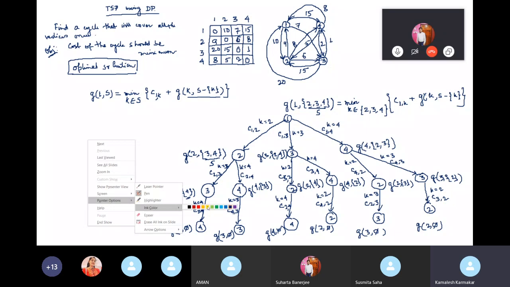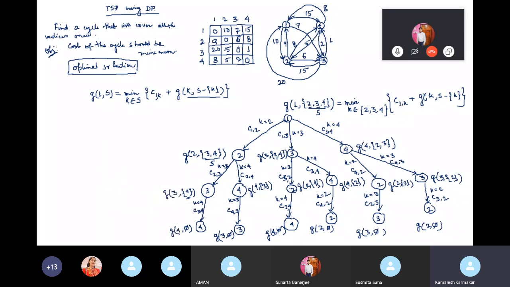Is this expansion clear to you? Is there any doubt in this expansion, how the tree is being expanded? No, sir.